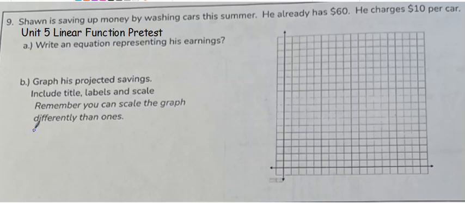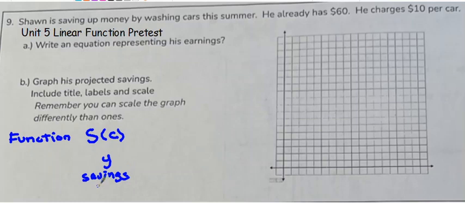There's two ways you could do this. We could use function notation. In function notation, we could say that the dependent variable is his savings as it relates to the number of cars he washes. Or we could just call it y. Either one. This is the savings variable, and that's a dollar amount.